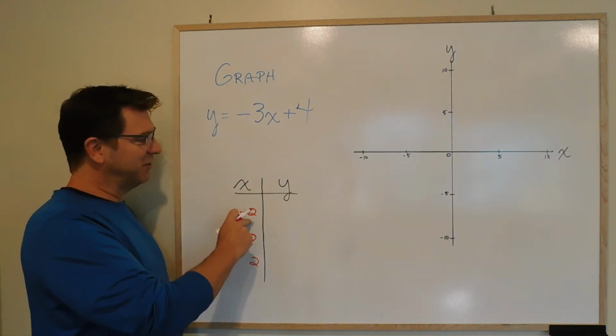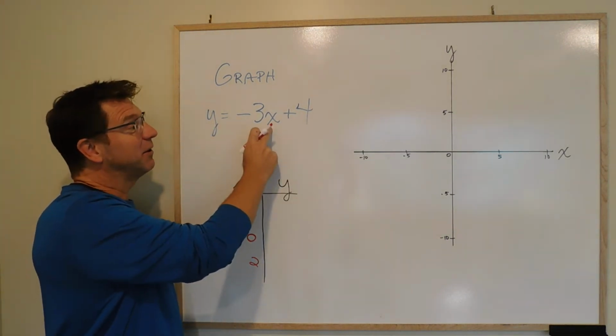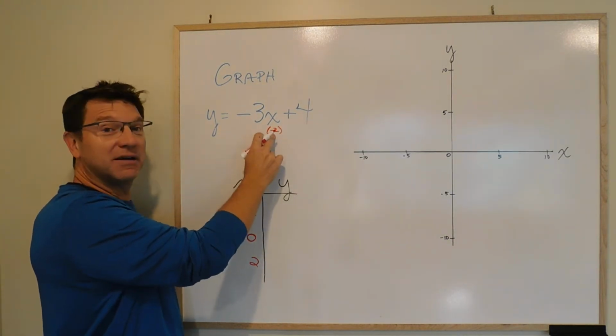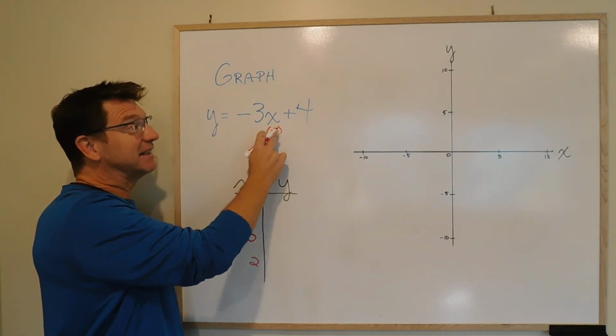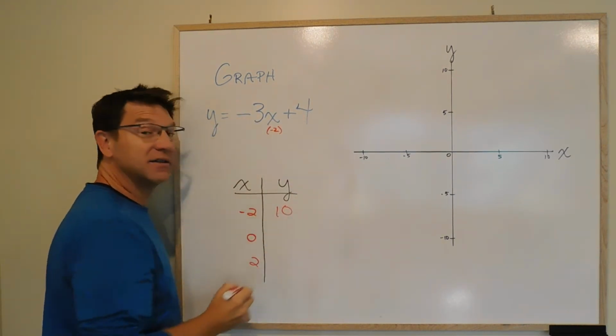I'm going to take negative 2. I'm going to put it in for x. I'm going to find out what y is. So I'm going to put negative 2 right in there. Negative 3 times negative 2 is 6. 6 plus 4 is 10. That would mean y is 10.